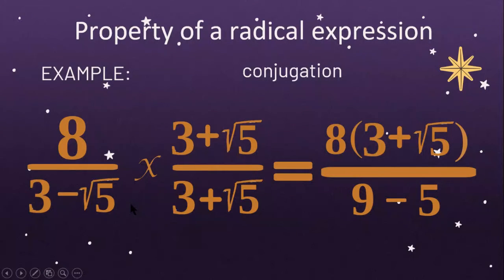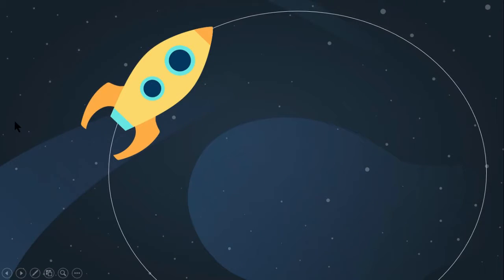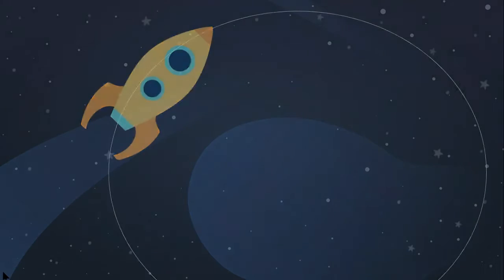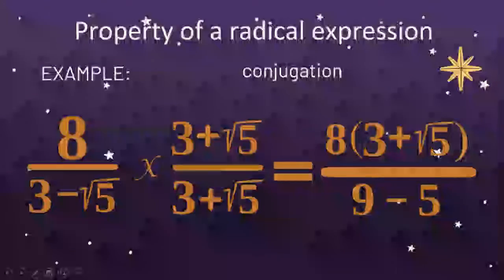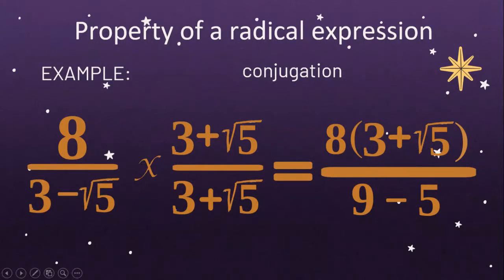Okay, so that's when conjugation occurs. And then we're going to multiply by 3 plus square root of 5 on the denominator to make it balanced. The value of this expression will not be affected. So 3 plus square root of 5 over 3 plus square root of 5. The value of that expression will not be affected.